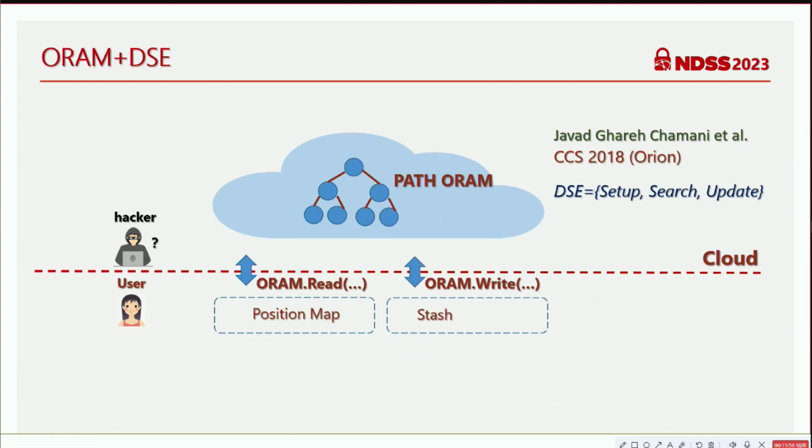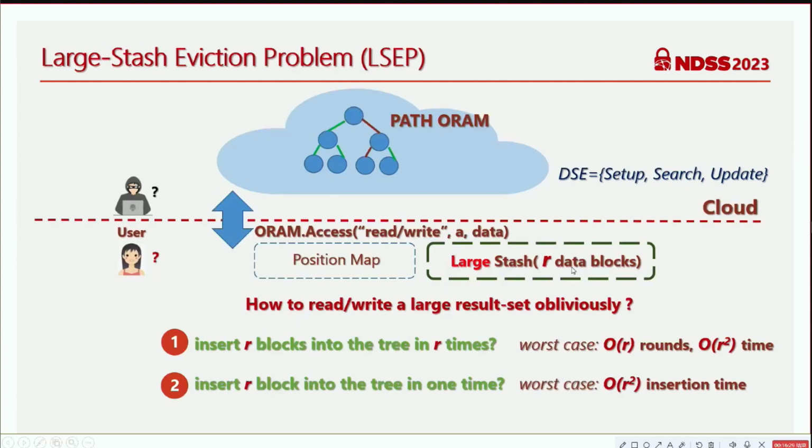In CCS 2018, the DSE scheme ORAM is proposed. ORAM makes use of an Oblivious map. It is an Oblivious data structure built on PATH-ORAM. We found that ORAM and the ORAM-based DSE scheme suffer from a new problem. It is inefficient to process a large result set. We call this problem the large eviction problem.